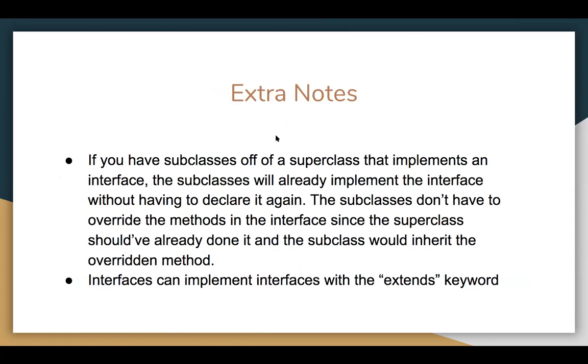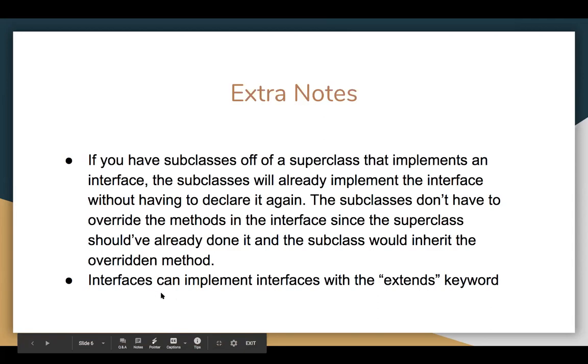Extra notes. If you have subclasses off of a superclass that implements an interface, then those subclasses will already implement the interface without having to declare it again, because it's already linked together in a way. So the subclasses don't have to override the methods in the interface, since the superclass should have already done it, and the subclass would just inherit the overridden method. So that's just a note if you ever encounter that in problems.